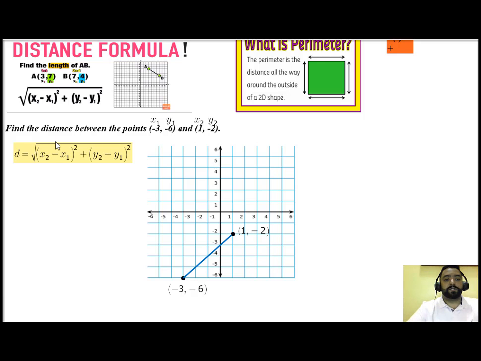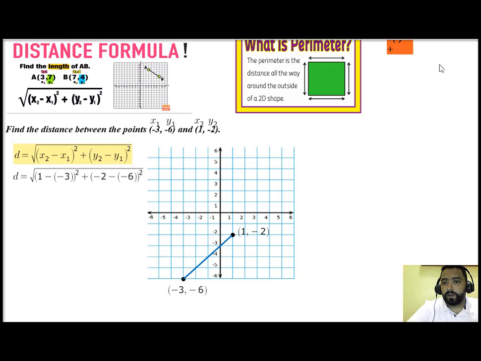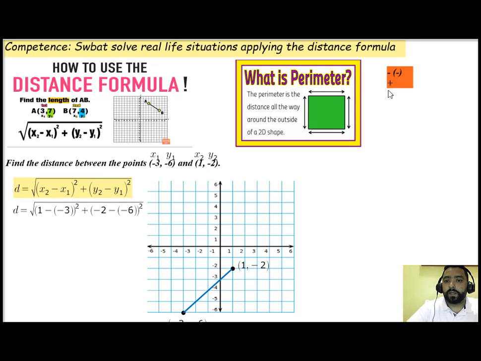We are going to use the formula for distance, the square root of x sub 2 minus x sub 1 to the power of 2, plus y2 minus y1 to the power of 2. Then we are going to replace the values. The value for x sub 2 is 1, minus, remember this minus is in the formula, so you copy it, and then x1, which is -3. We put it in parentheses because we're going to do an operation between negative and negative. And remember, when we have negative and negative, it's positive. Then y2 is -2, and y1 is -6.